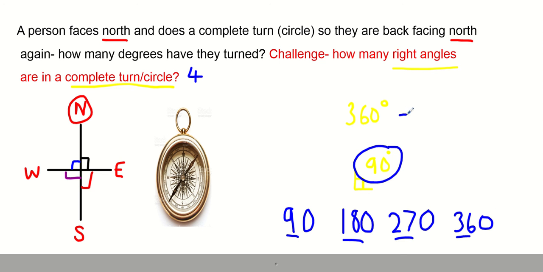So if you divided 360 by 4, okay, because that's how many right angles we've got, our answer would be 90. Okay, so in a complete turn, in a complete circle, there are 360 degrees, and there are 4 right angles because there's 4 lots of 90 and 360.